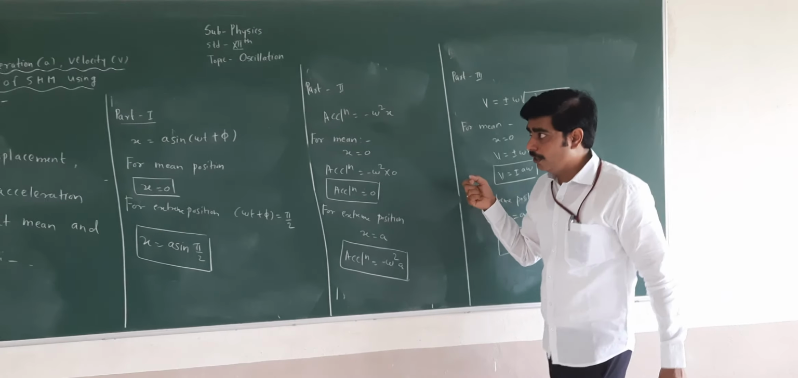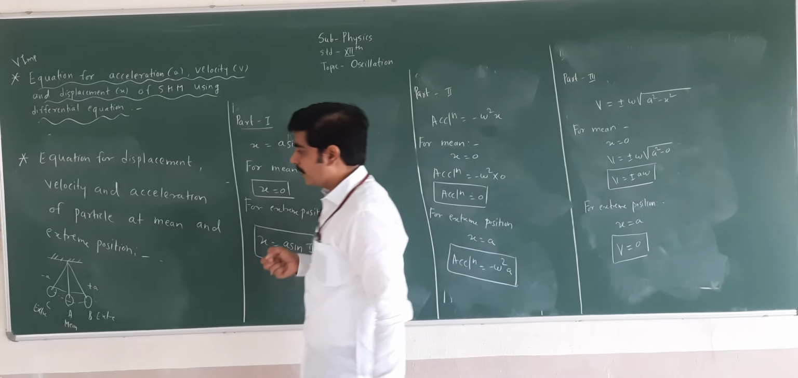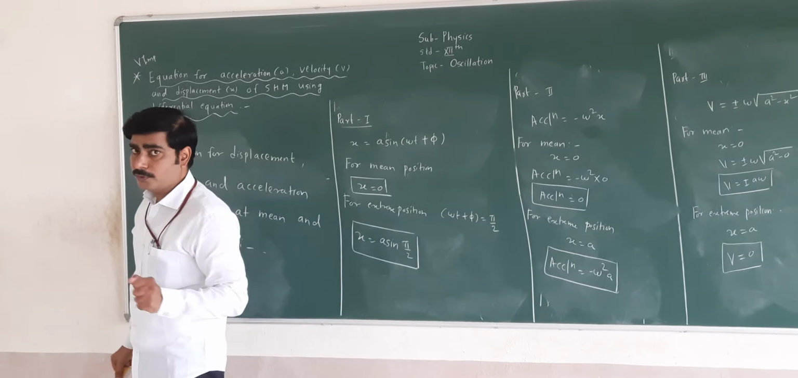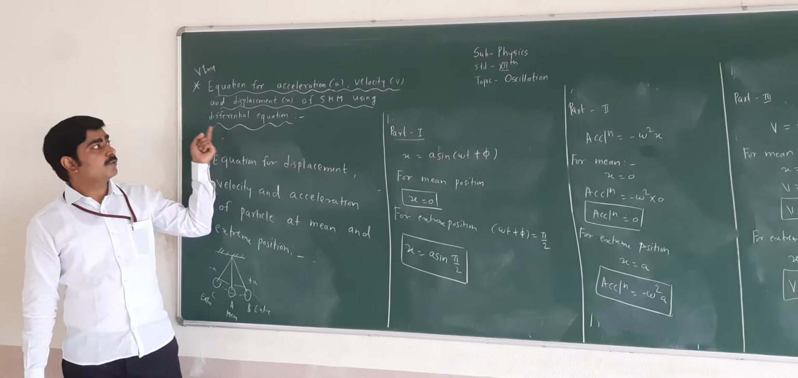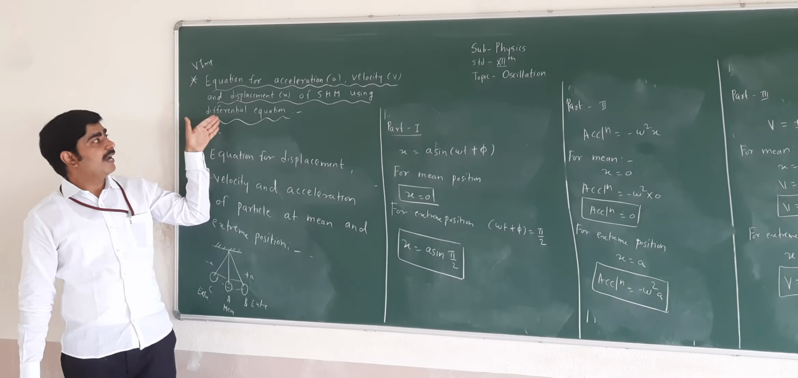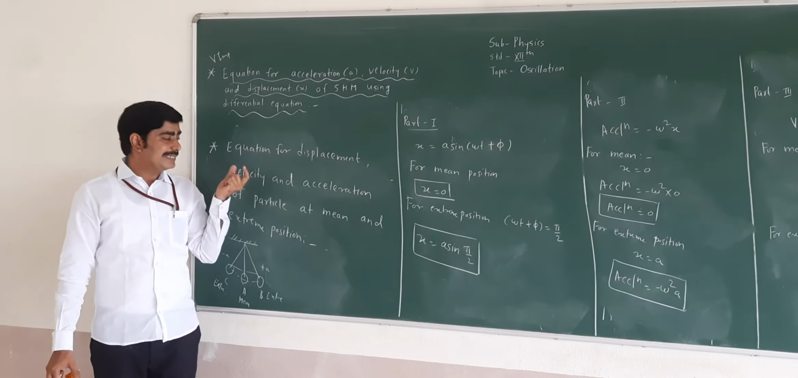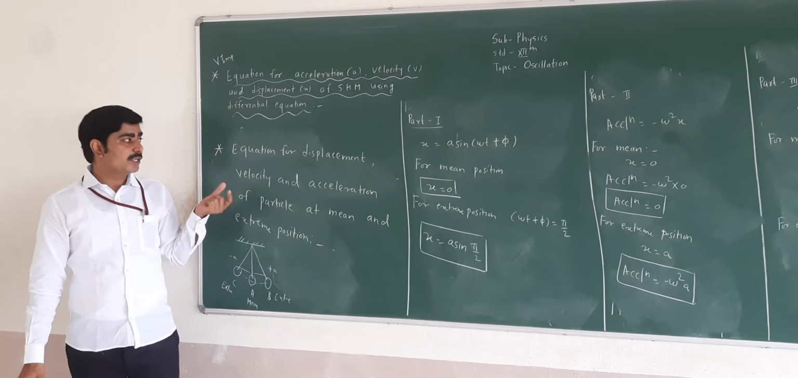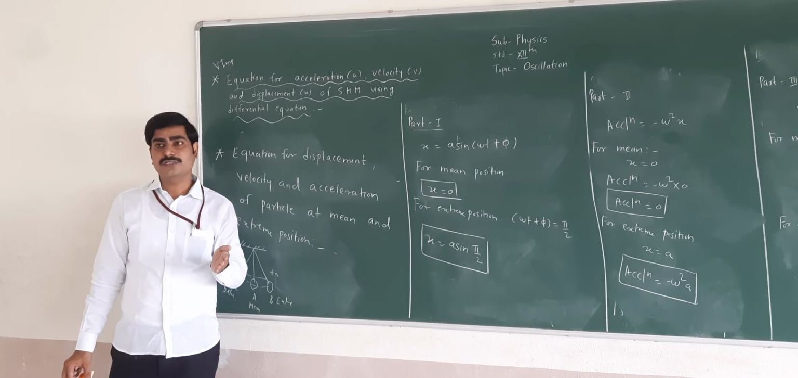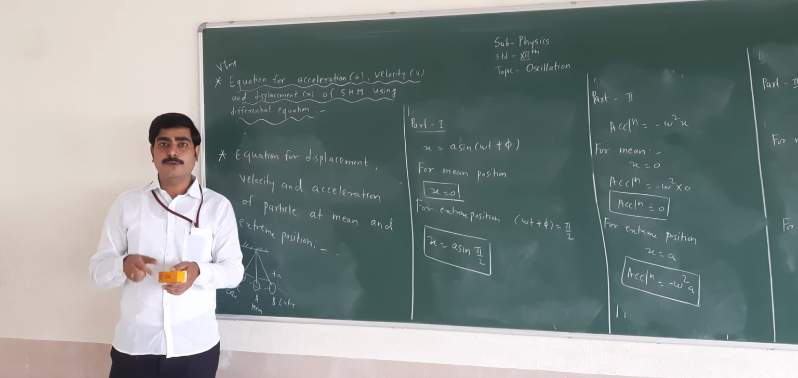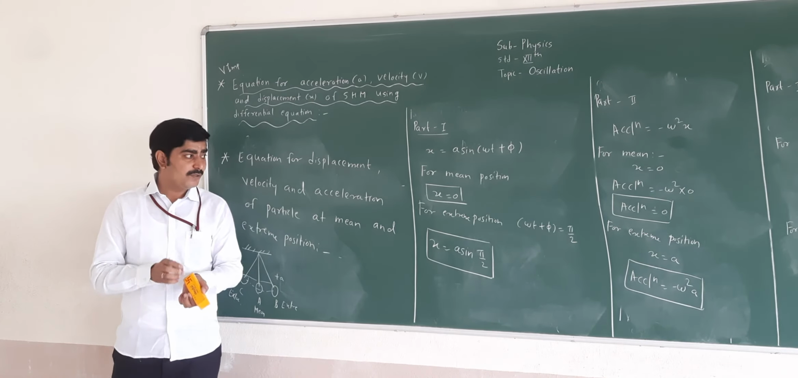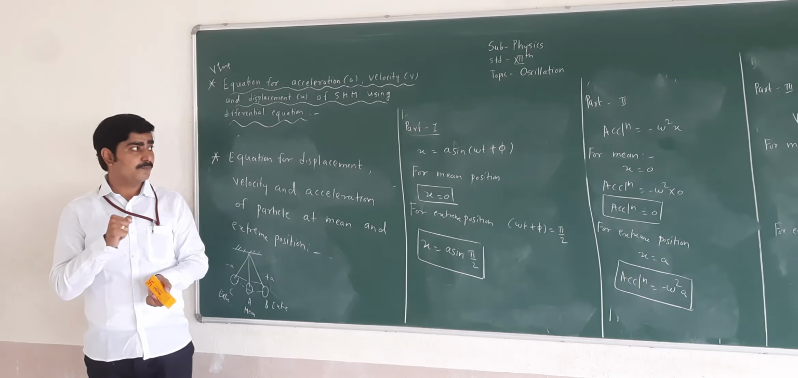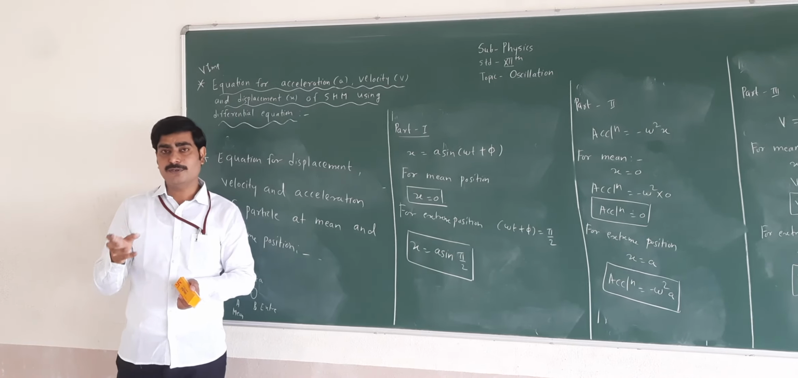Friends, today we have seen a very important part on the topic of oscillation, that is, using the differential equation, obtain the equation for acceleration, velocity and displacement of the particle. And the second part which we have seen, the equation for displacement, velocity and acceleration of the particle about its mean position and extreme position. These are very important points from this topic and regarding the board examination also.